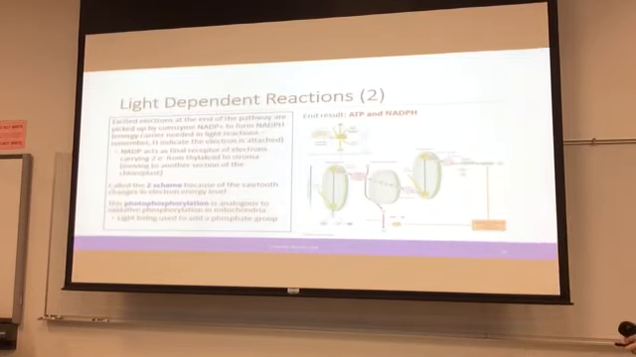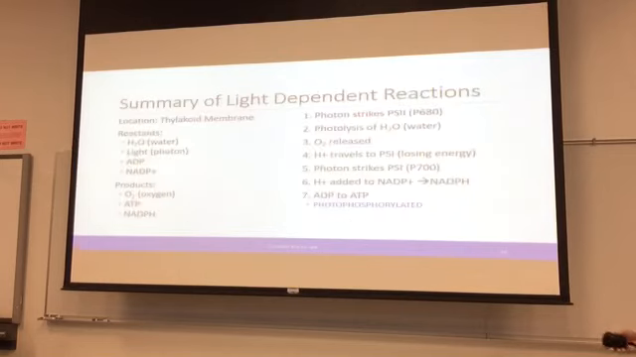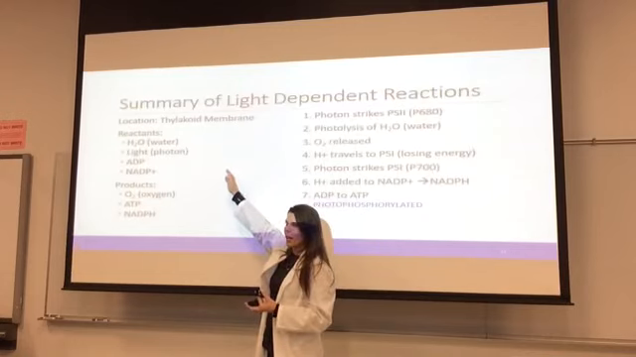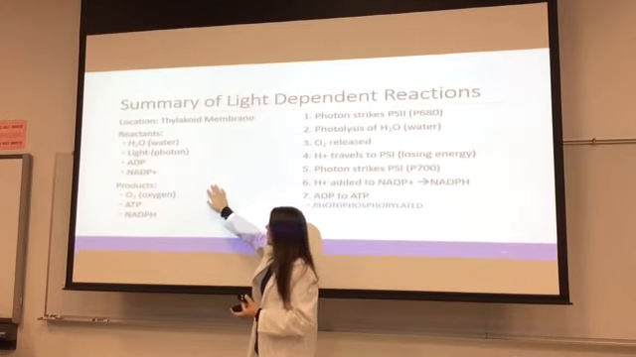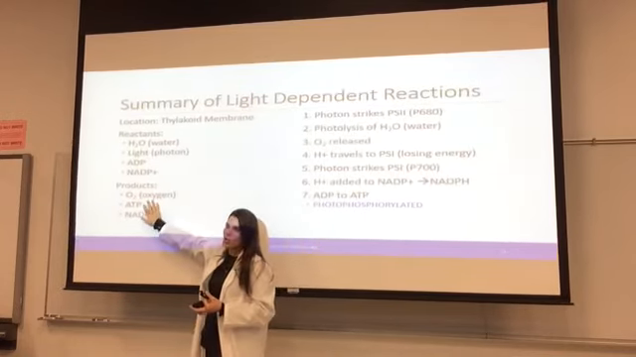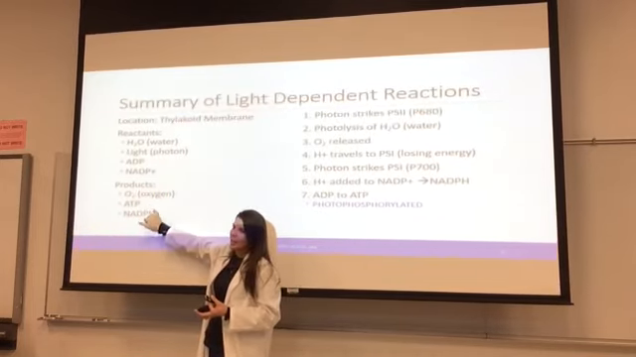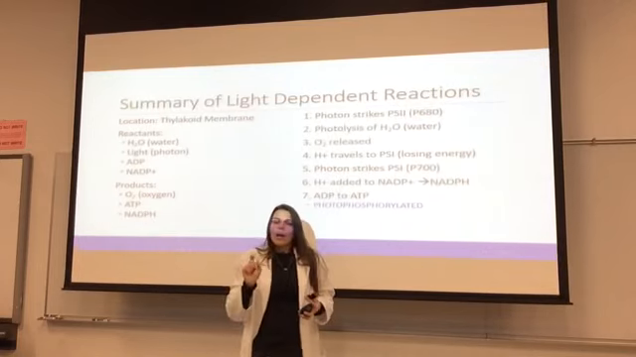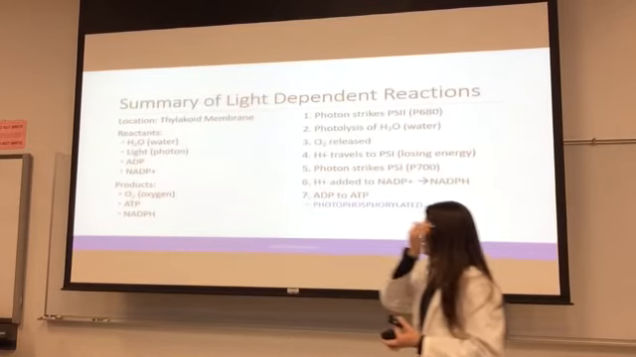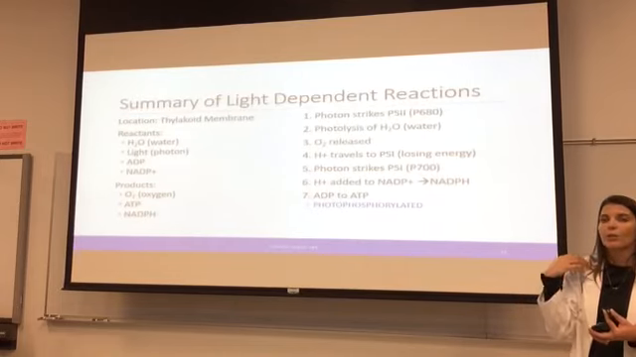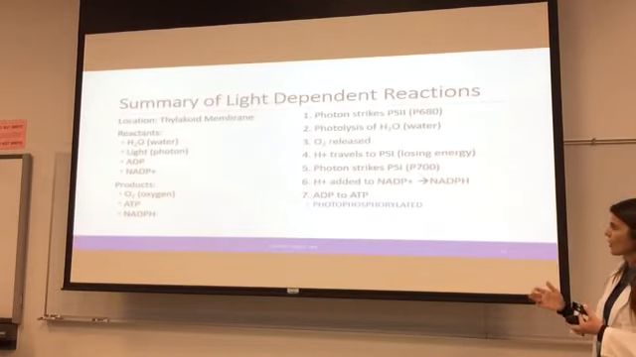At the end of these light-dependent reactions, so again, my reactants were water, light, ADP, and NADP. My products were oxygen, which was released, ATP, and NADPH. ATP and NADPH are going to go into step 2, which is the light-independent reactions.